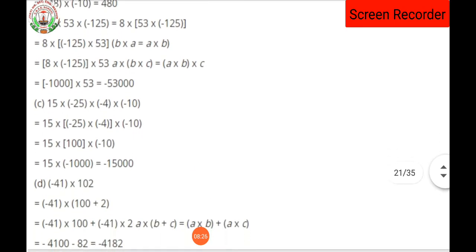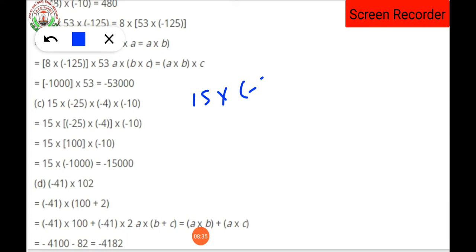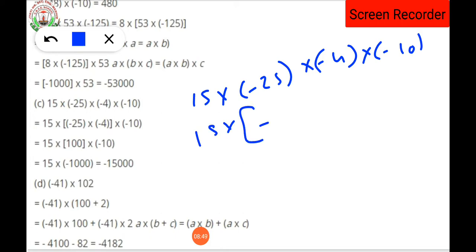So, question number C part. Let's see the C part. What does the C part say? What is the question we are having? 15 into minus 25 into minus 4 into minus 10. This question we are having. So we can use the associative property over here. Using the associative property, 15 into minus 25 into minus 4 into minus 10.